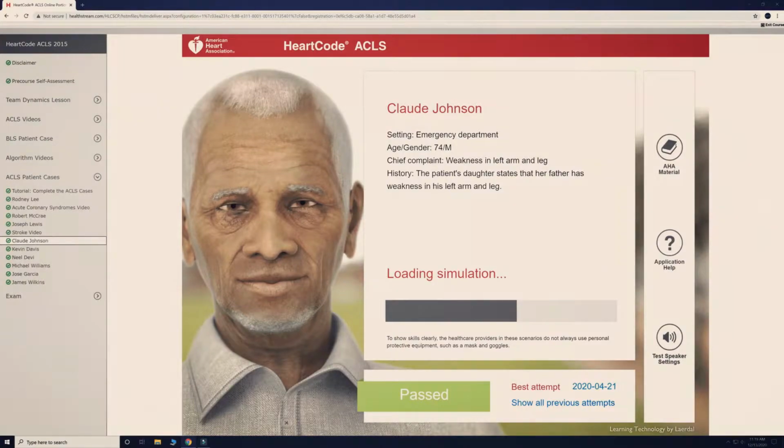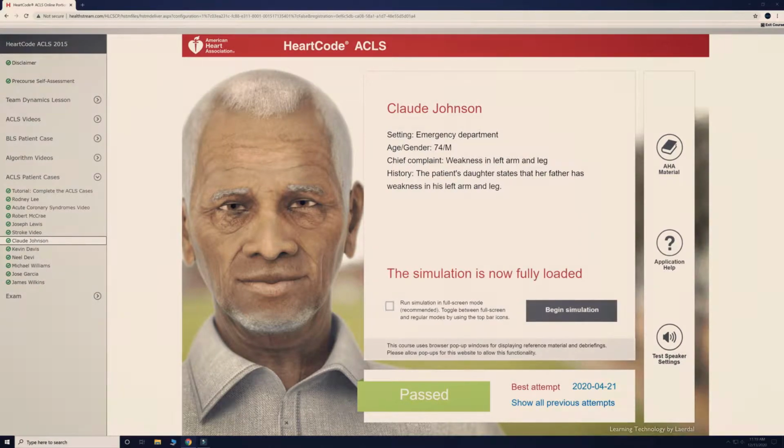Welcome to the channel. In this scenario, we are working with a Mr. Claude Johnson, who is a 74-year-old male that comes into the emergency department complaining of weakness in the left arm and leg. So let's get started.